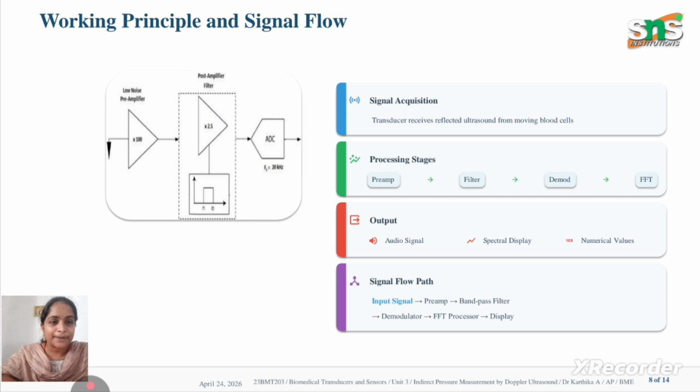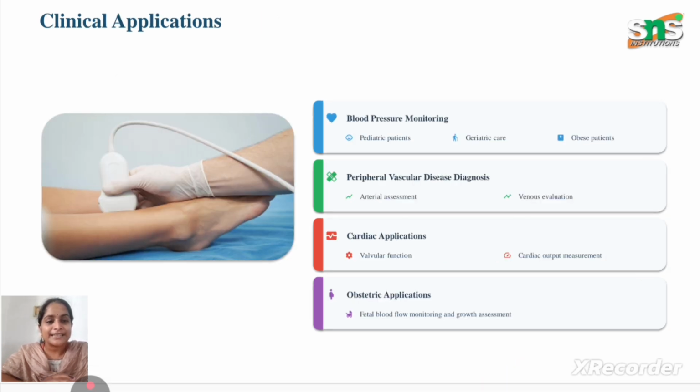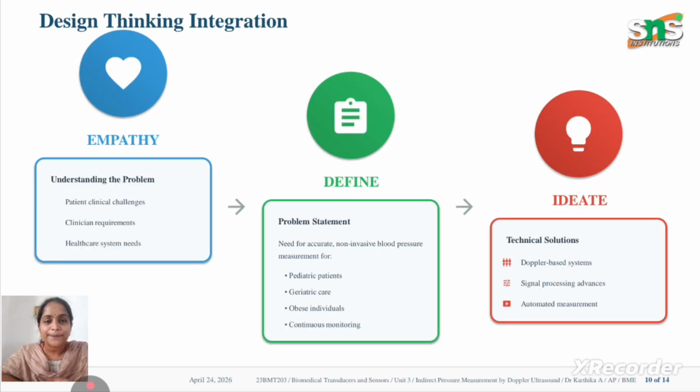See the working principle. The processing stage involves preamp, filter, demodulator and FFT. The output is an audio signal, spectral display as well as numerical values. The signal flow graph involves input signal to preamp, bandpass filter, demodulator, FFT processor and then display. See, the clinical applications, which is mainly used in blood pressure monitoring.